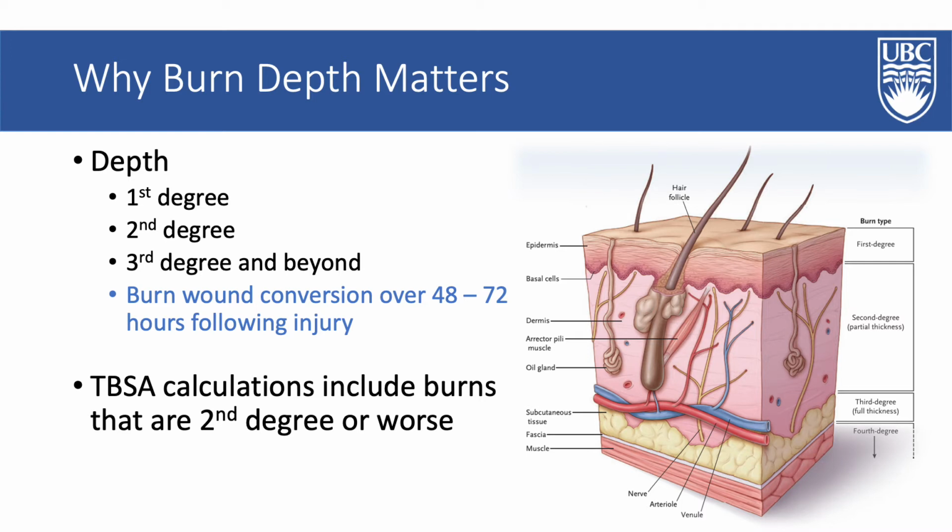Please keep in mind burn wound conversion. This is when a burn progresses from superficial partial thickness to deep partial thickness or full thickness. This progression often occurs over the initial 48 to 72 hours following injury. As such, final TBSA calculations can be more accurately assessed at 48 to 72 hours after injury, as there is no longer any additional progression in the depth of the injury.